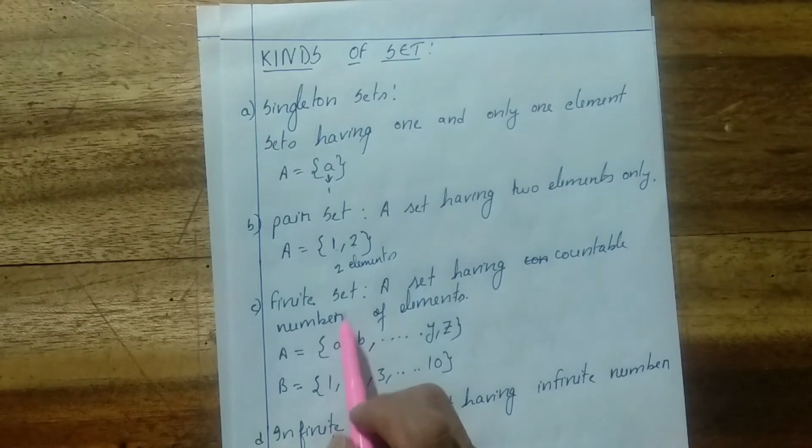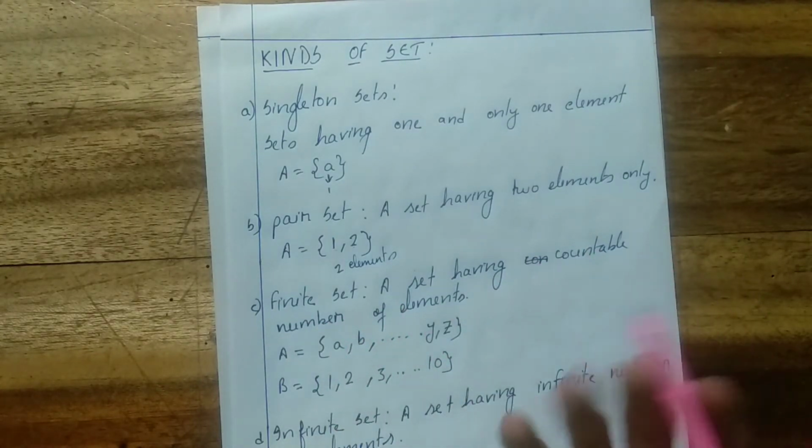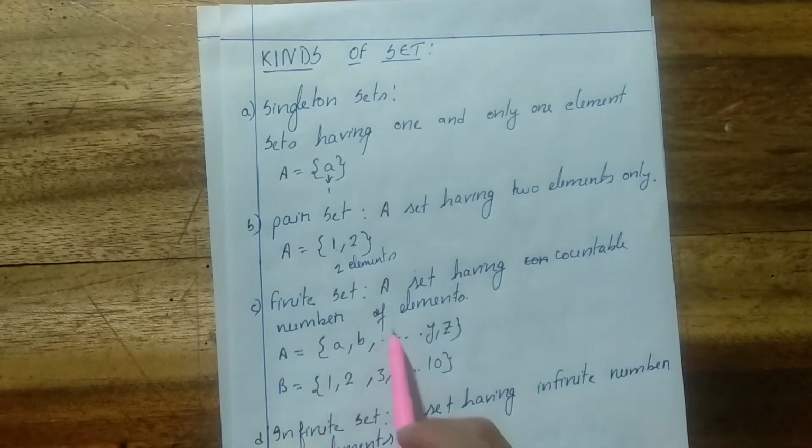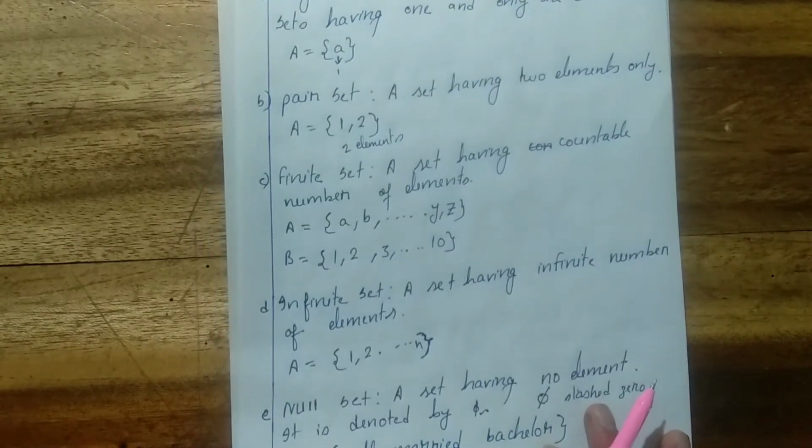C is a finite set. So what does finite mean? Which is countable, right? A set having a countable number of elements is called a finite set. Here, set A equals {a, b, c, ..., z}, which is finite, right? Here B equals {1, 2, 3, ... 10}. It's also finite.